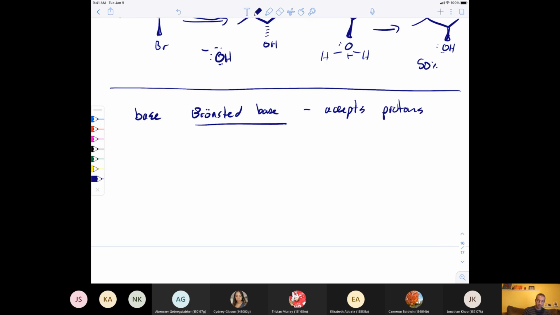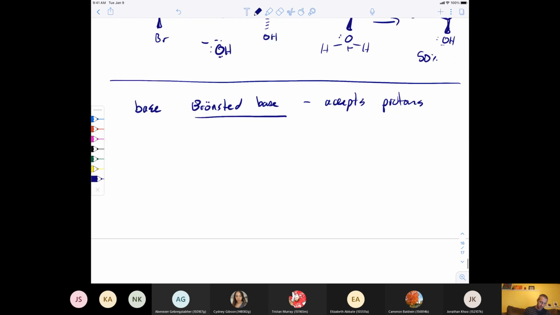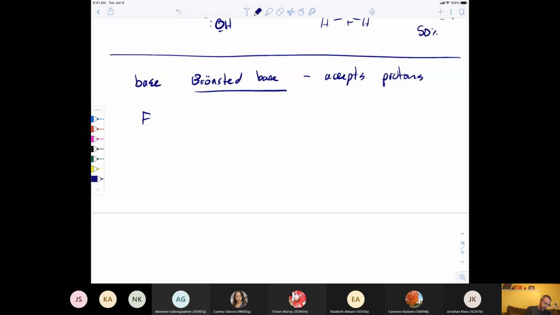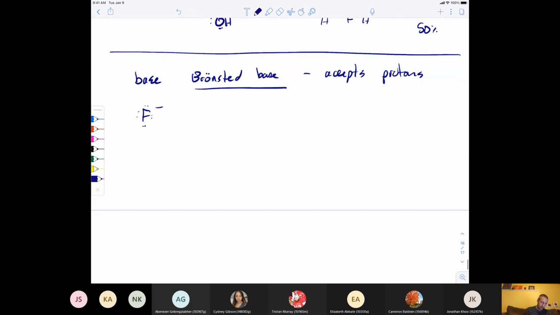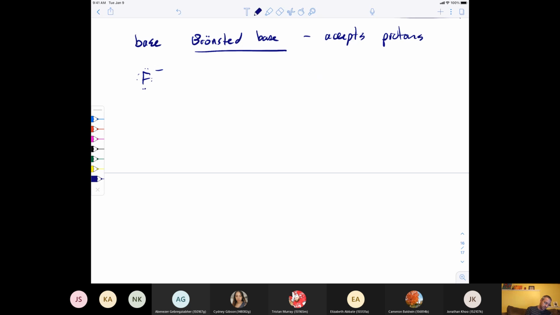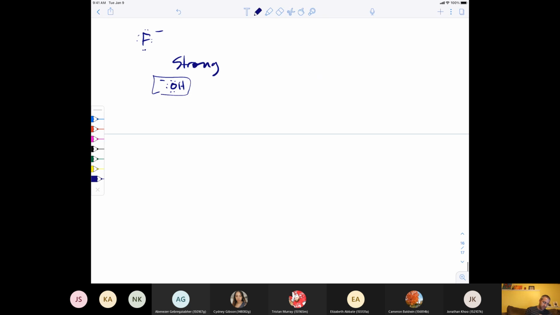Bases can be strong bases or weak bases. Weak bases are not very good at accepting protons. Weak bases could be something like fluoride. They're not very good bases. Strong bases are basically hydroxide, and for the reasons I just stated, we avoid using hydroxide. So instead of using hydroxide, we use alkoxides.